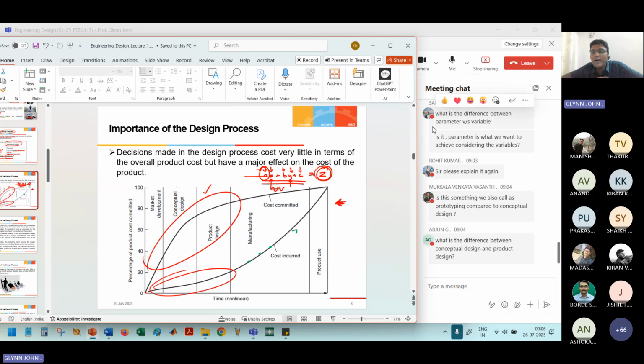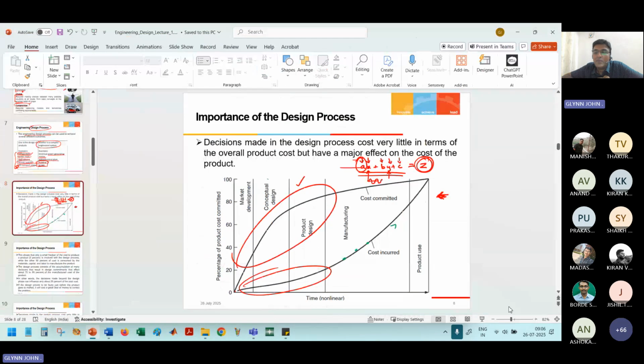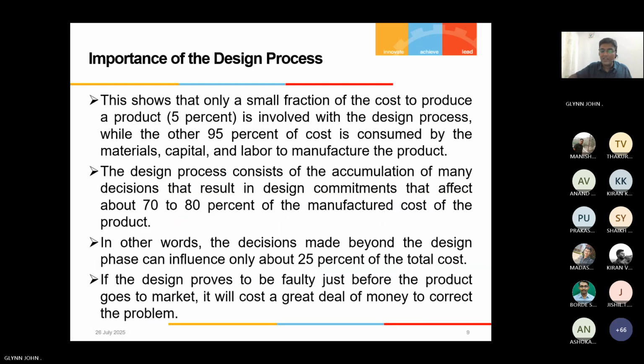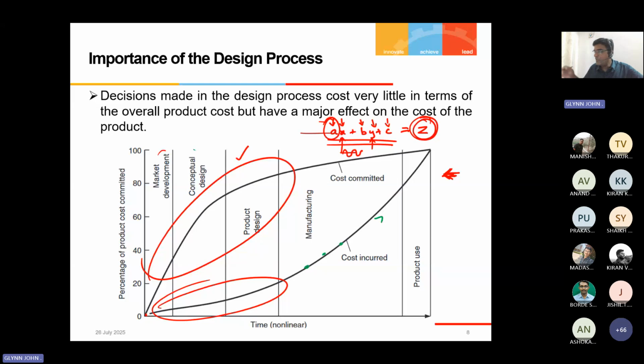Conceptual design. Now I'll give you an initial idea of what we mean by this, but that's what we are going to discuss in the coming lectures, right? Whatever you see here, all these things we'll discuss in detail in the coming lectures. So I'll just give you an idea.